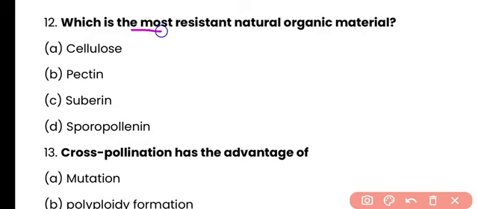Question number 12. Which is the most resistant natural organic material? Cellulose, pectin, suberin, sporopollenin. Correct answer is option D. Sporopollenin is the natural resistant decaying material, and it is present in the exine of pollen grain.